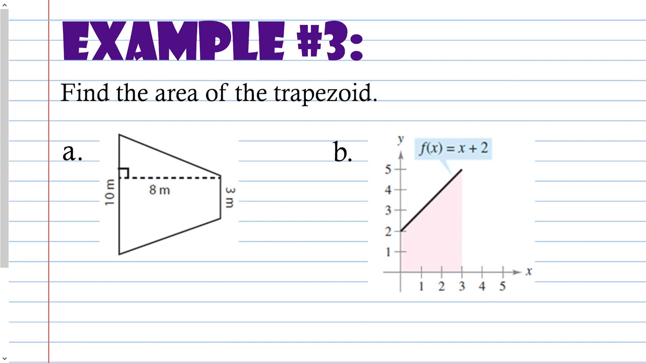Example 3, we're finding the area of trapezoids. So A is just a regular old trapezoid, but I found one that was sideways. The formula, I don't know if you remember it, but it's 1/2 times the height times base 1 plus base 2. So whatever quantity we get from base 1 and base 2, after we add them, we multiply that with the 1/2 h. So height is how tall the trapezoid is.